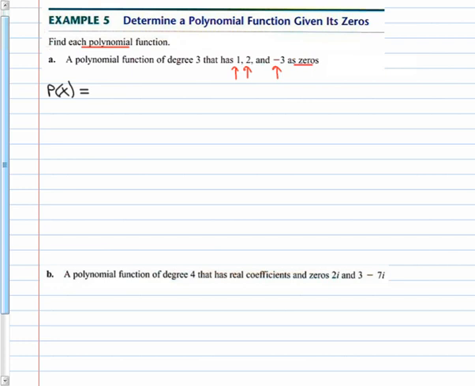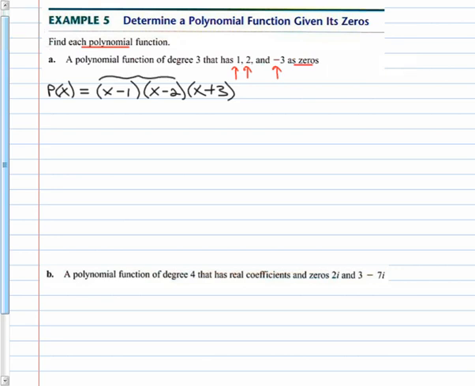If 1 is a 0, x minus 1 is a factor. X minus 2 is a factor. X plus 3 is a factor. There's the polynomial in factored form. I just need to multiply it together.